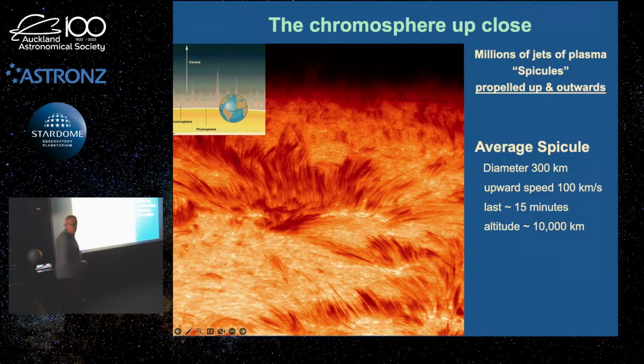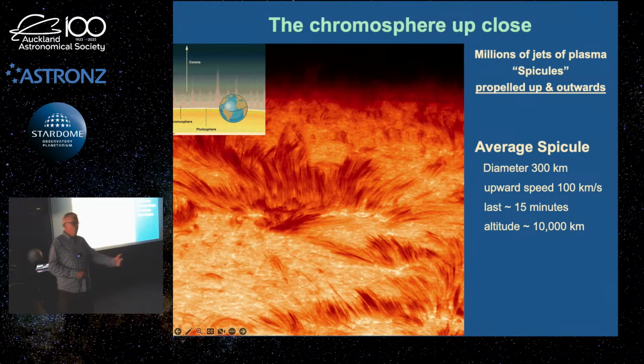They're not small. They look small here, but they're not. The average diameter is about 300 kilometres. So every one of those, the thickness is about 300 kilometres. They have upward speeds of about 100 kilometres per second. So that plasma has been shot up at high speeds. They last for about 15 minutes, and they get up to altitudes of about 10,000 kilometres.